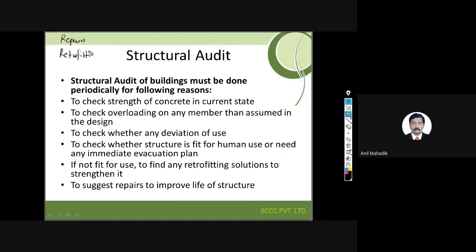Anybody knows what is the difference between these two words? Yes. What does repairs mean, what does retrofitting mean?